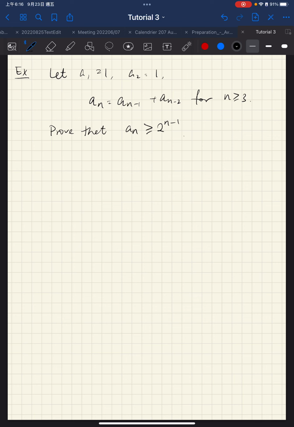So what is the good strategy? Let's see. Proof. We need to prove the base case first. Here the base case is a little bit tricky. It's not only P1. If you only have P1, you can't imply A2 by A1, since the recurrence only holds for n larger than or equal to 3. So the base cases are in fact P1 and P2. P1 is a1 equals 1 is larger than or equal to 2 to the 1 minus 1. And P2 is easy. You have a2 equals 1 is larger than 2 to the 2 minus 1. Easy, okay?